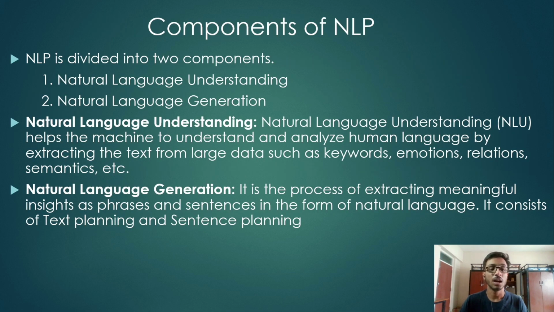Components of NLP. NLP is divided into two components: natural language understanding and natural language generation. Natural language understanding, NLU, helps the machine to understand and analyze human language by extracting from large data such as keywords, emotion, relation, semantics, etc. Natural language generation is a process of extracting meaningful insight as phrases and statements in the form of natural language. It consists of text planning and sentence planning.